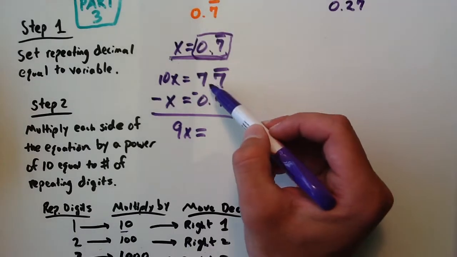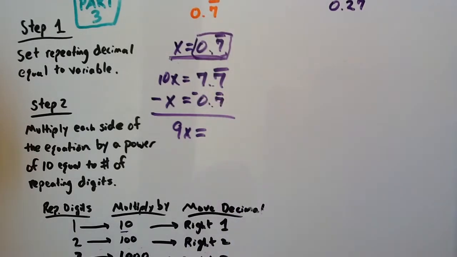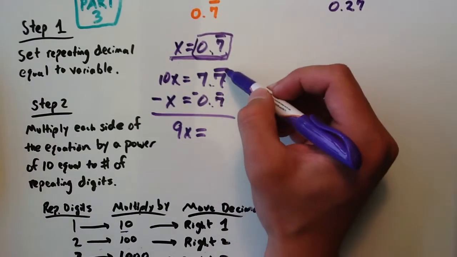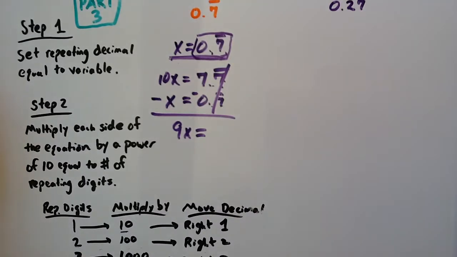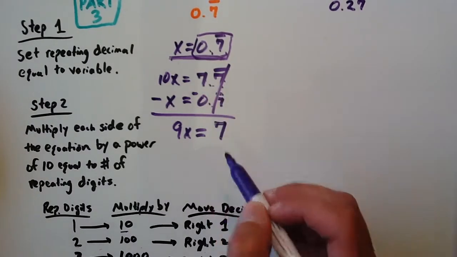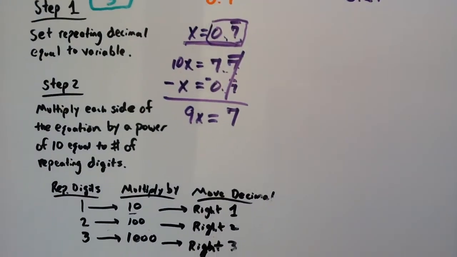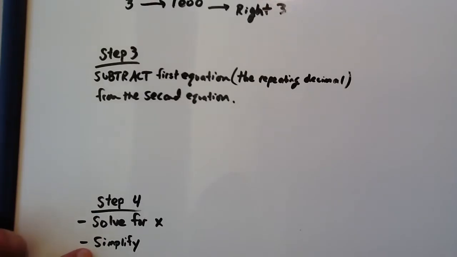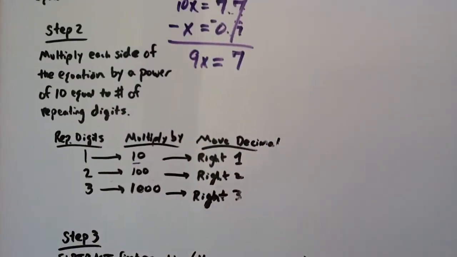And here I have 0.7 repeating minus 0.7 repeating. Well, what happens there is if you take something and subtract that same something, they cancel one another out, right? It's 0. So all you're left with is 7 minus 0, which is 7. The fourth and final step is to solve for x and simplify. Make sure your fraction is in simplest form.